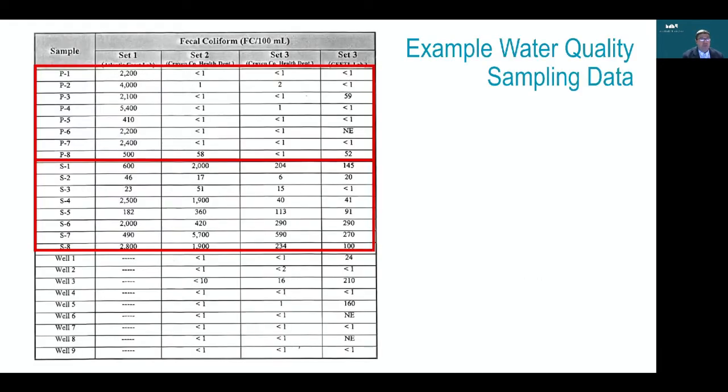Here's just an example of the water quality sampling data. This is from Emerald Isle. What we started doing was some testing in an area of the island. The P's denote groundwater wells, and at the same location these S's are surface samples.